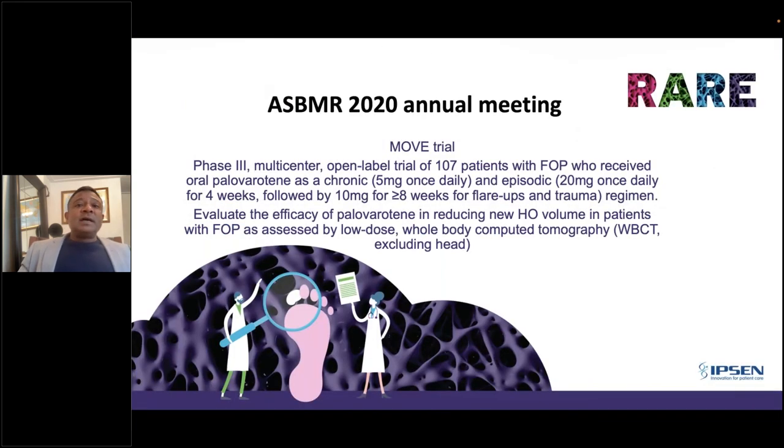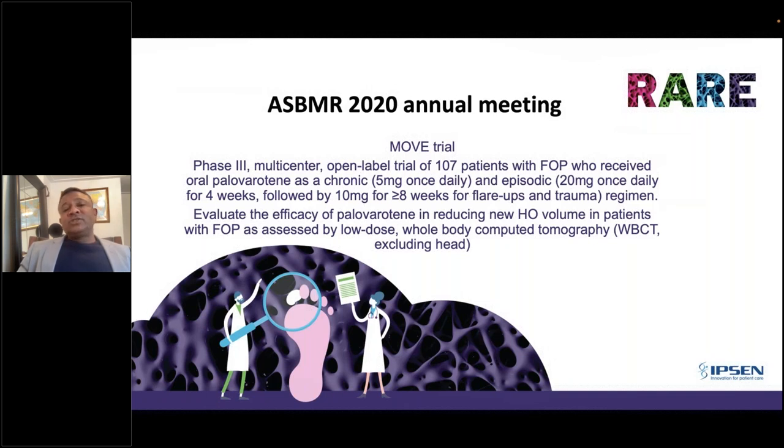At the 2020 ASBMR meeting, the data from the MOVE trial was shown, a phase 3 multicenter trial with more than 100 patients with FOP who received chronic oral palovarotene at 5 or 10 milligrams daily, which was increased to 20 milligrams daily when they had a flare-up for about a month and then reduced to 10 for another 2 months.